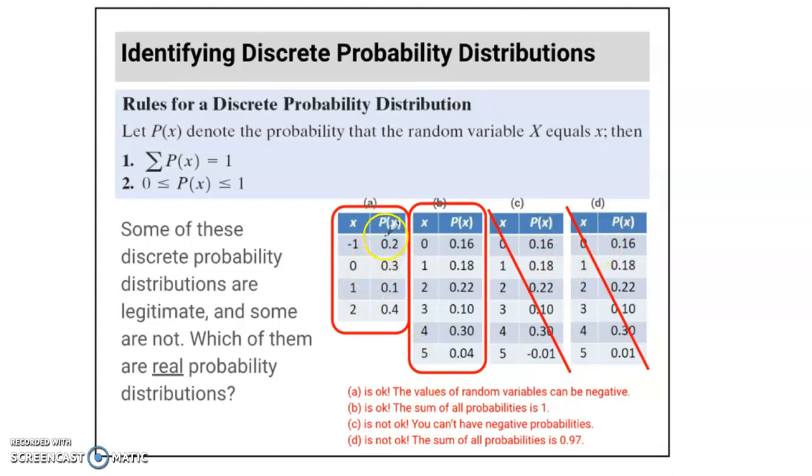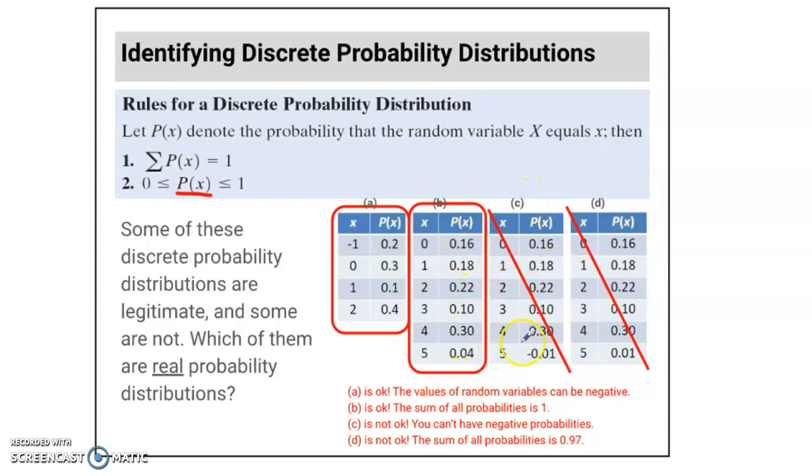This one's okay because the values of random variables can be negative. It's possible for this value to be -1. The only thing that can't be negative is the probability. So these probabilities are all positive. They're good to go. They add up to 1. 0.2 plus 0.3 plus 0.1 plus 0.4 equals 1.0. So that's good enough. All of these add up to 1, and none of them are negative, so that's good to go.